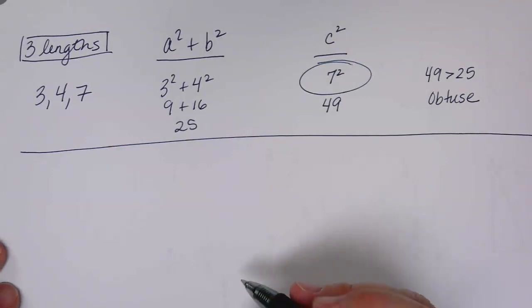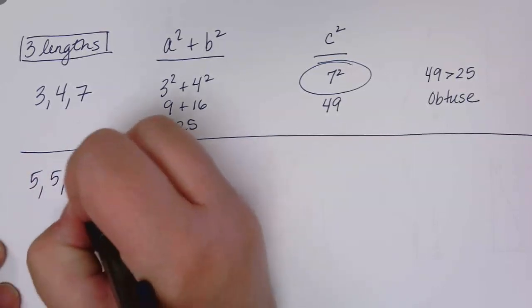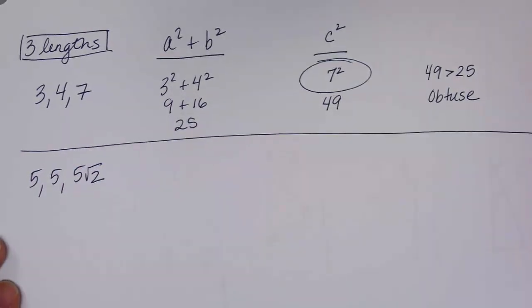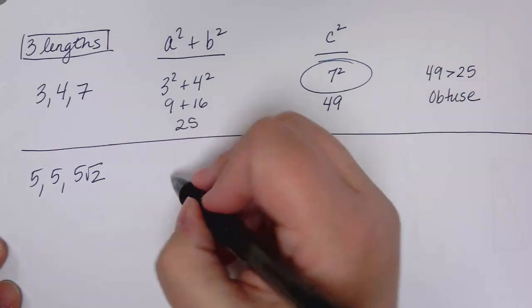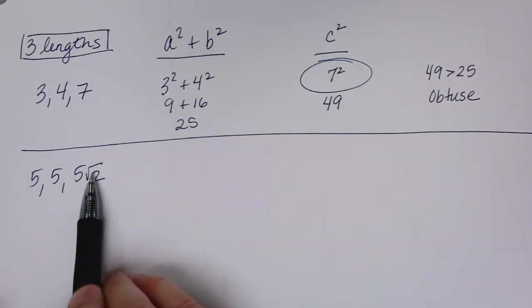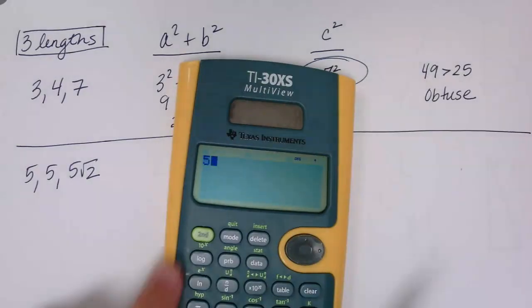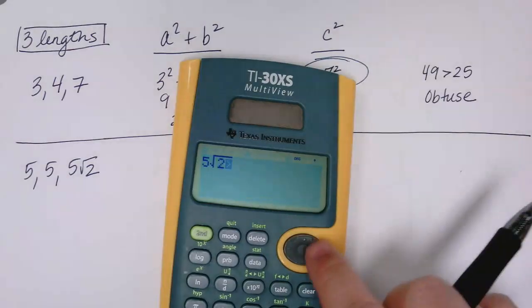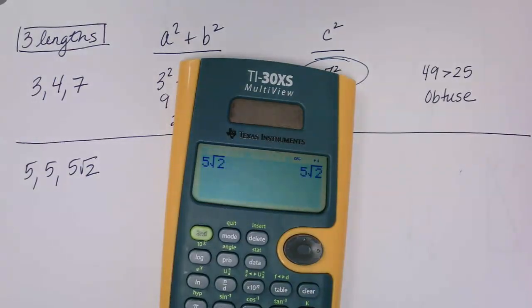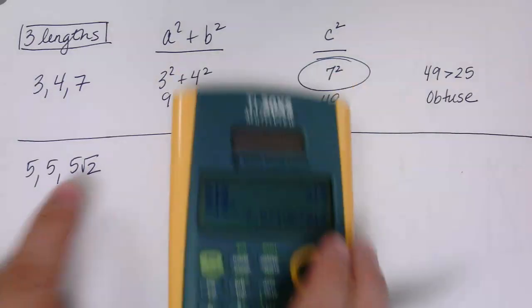Let's do some more lengths. How about if I have 5, 5, and 5 root 2? Okay, a squared plus b squared. First of all, I have to know which one's biggest. And yes, this one would be biggest. You could put it in your calculator to check. You could stick it in there and say 5 times the square root of 2. Your calculator is going to say the same thing, but you can press the button right above enter that changes it to a decimal. So that's about 7. It's a little bigger than 7. So yeah, that's the longest side.